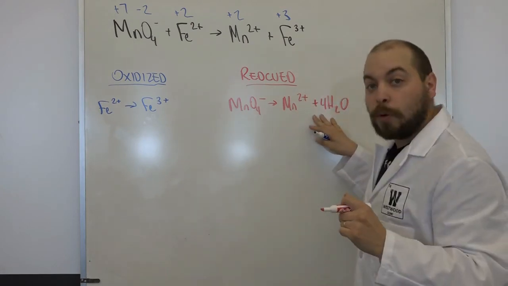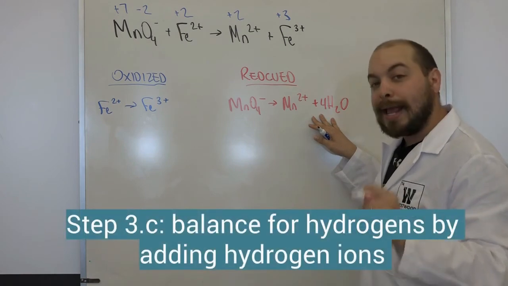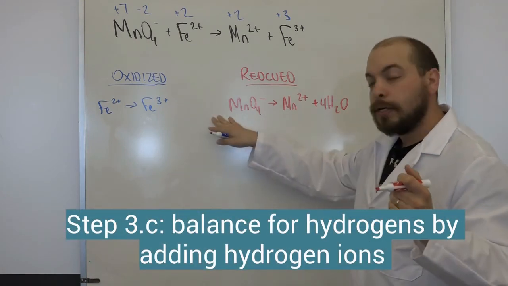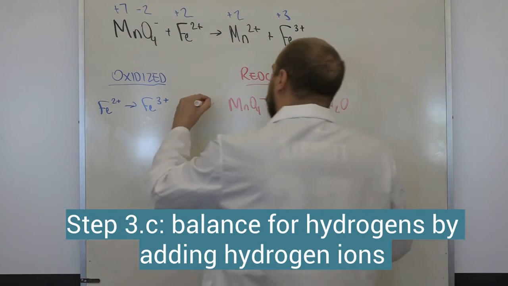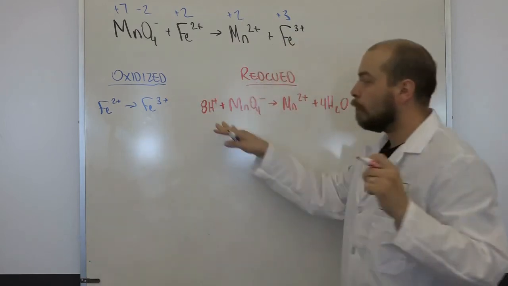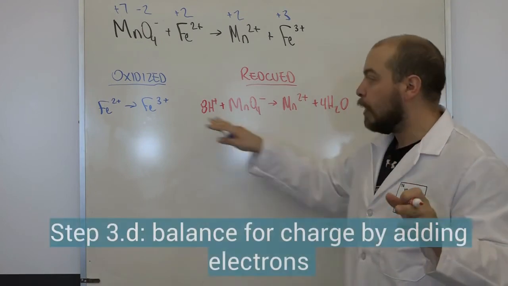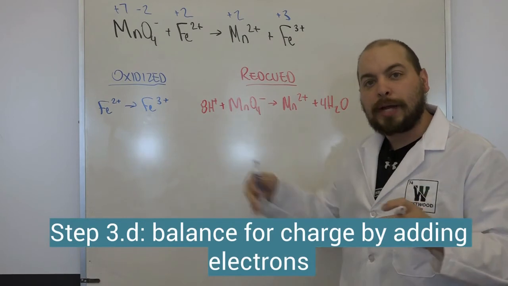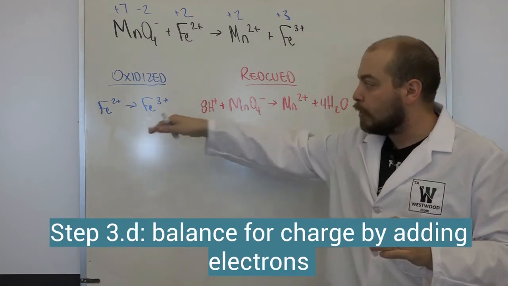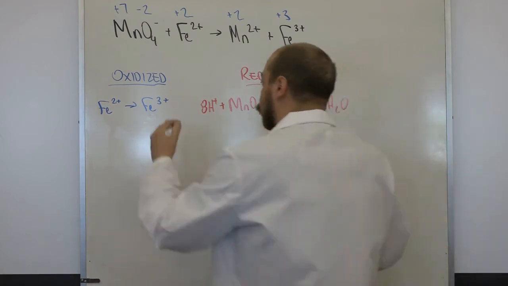Now, once we've added 4 water molecules, we're no longer balanced for the number of hydrogens, so we need to add 8 H+ ions to the reactant side. Now we're balanced for the number of hydrogens, but not balanced for charge. In fact, we're not balanced for charge in either half reaction. So in our oxidation half reaction, we need to add 1 electron to the product side.